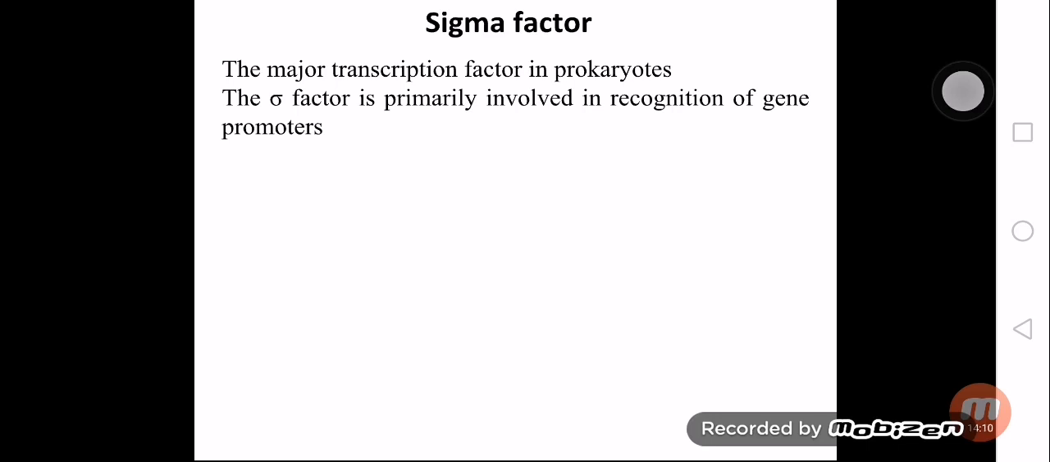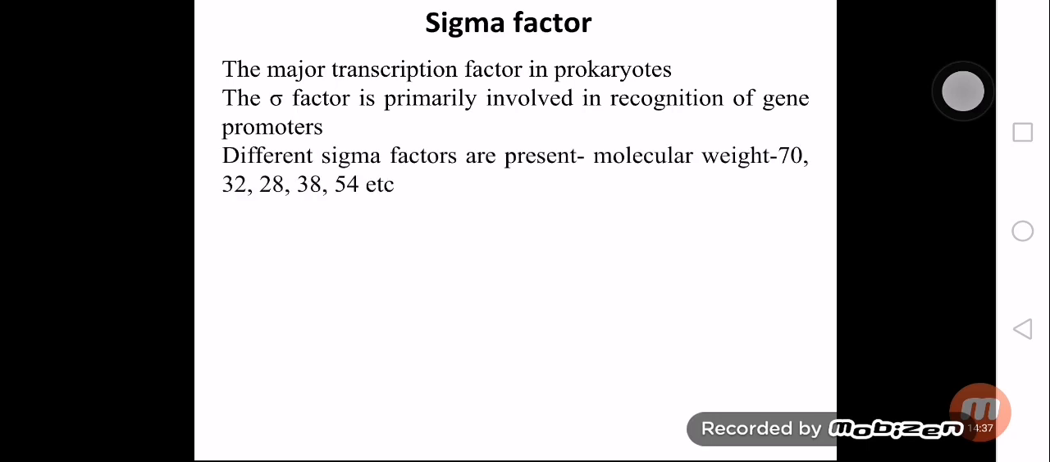Already we have seen that in the eukaryotic system we can find a number of such transcription factors. We call them transcription factor 2B, 2A, E, F, like that. We have a lot of such factors in the eukaryotic system. But in bacteria, we have only one major factor called the sigma factor, which is involved in the recognition of the gene promoter, as already said.